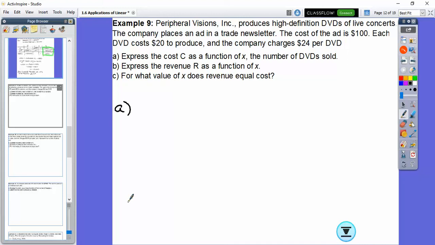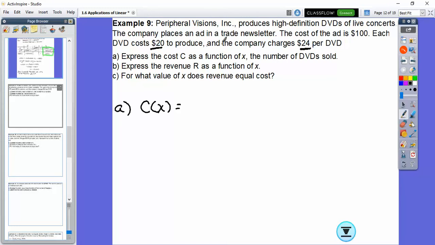M is your slope. That's like a repeated cost. B is your y-intercept. That is a one-time thing. I want cost as a function of x, so I'm writing c of x in place of my y. M, what is my repeated cost?